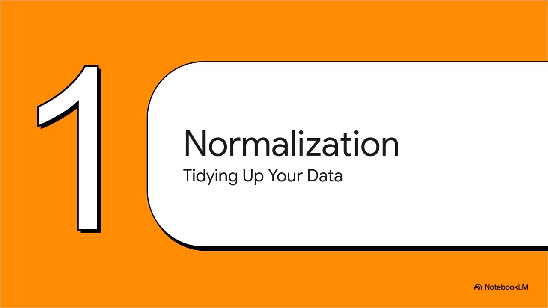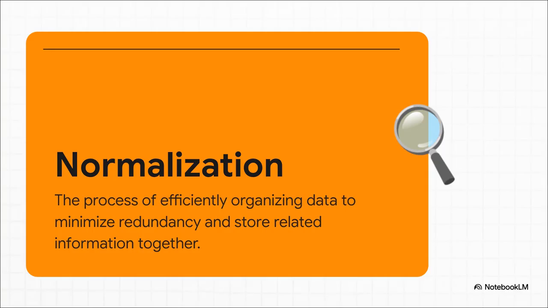But don't worry, there's a hero in this story. It's called normalization. Think of it as the ultimate organizational philosophy for your data. It's the elegant, systematic way we're going to transform that cluttered mess into a perfectly tidy home for our information. So, what is it really?